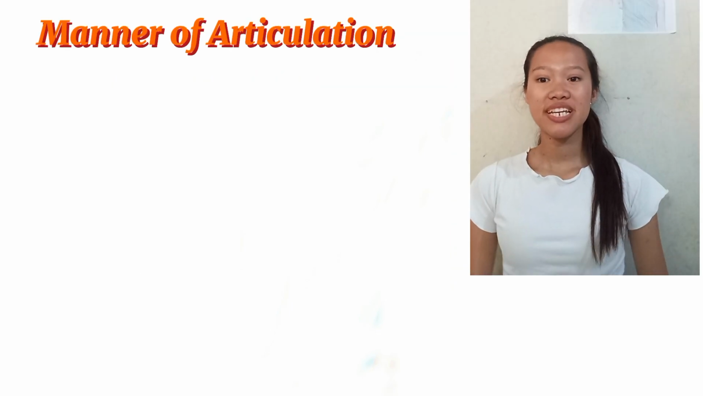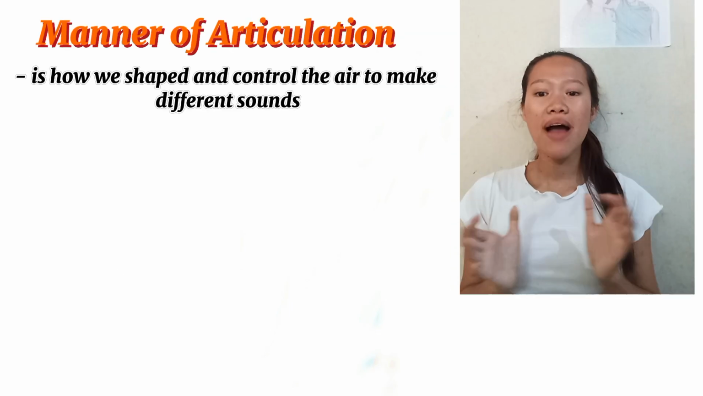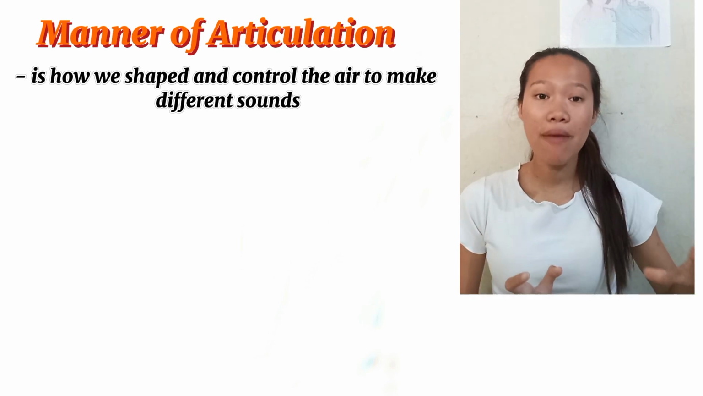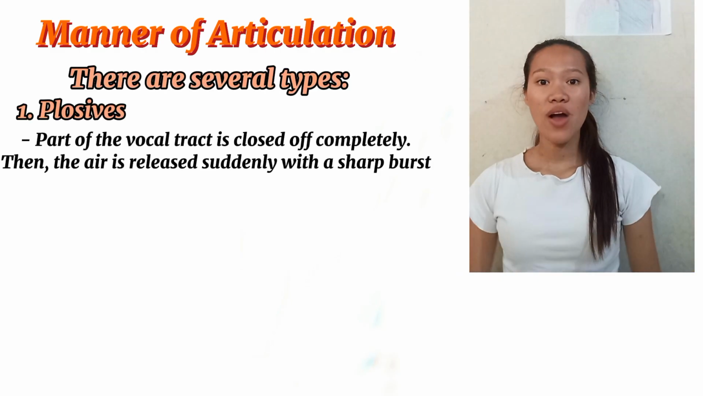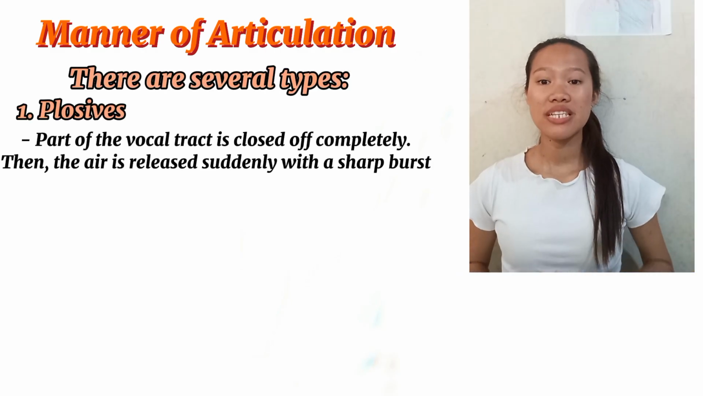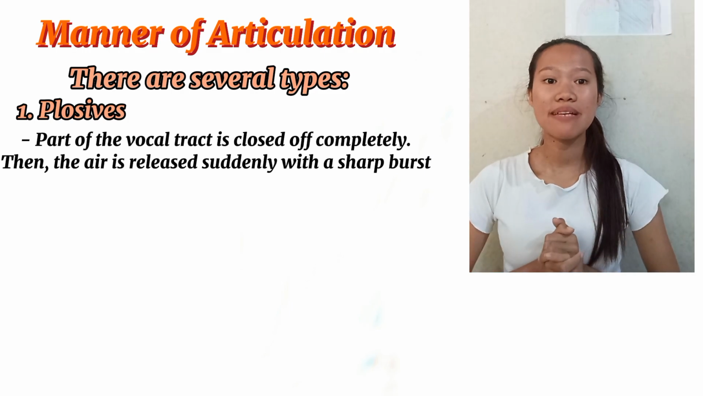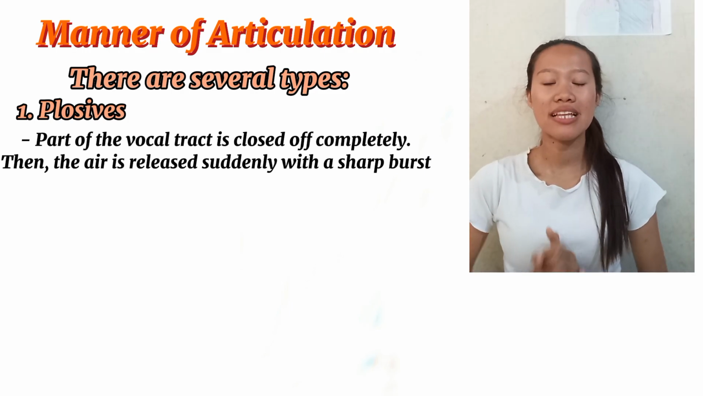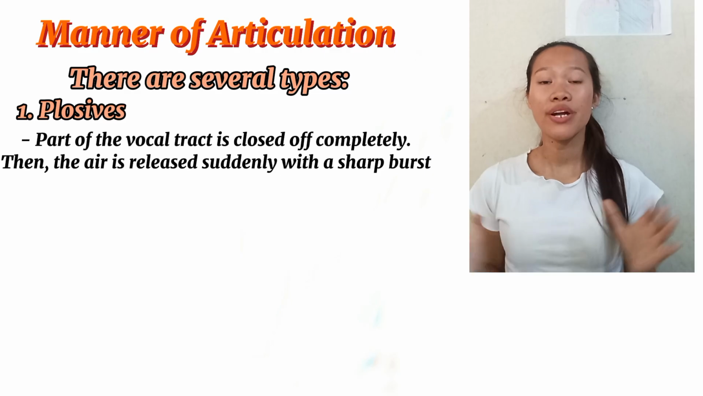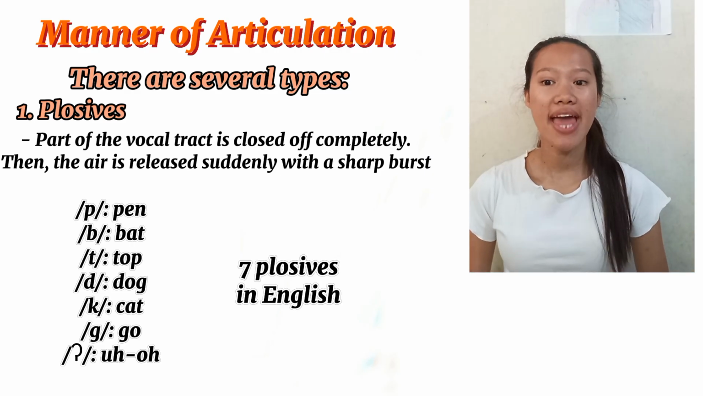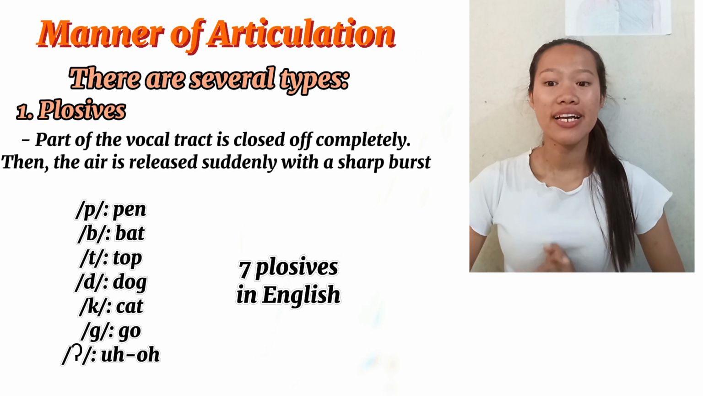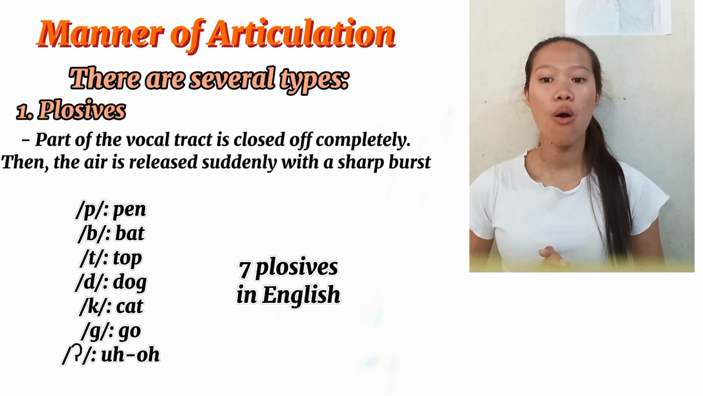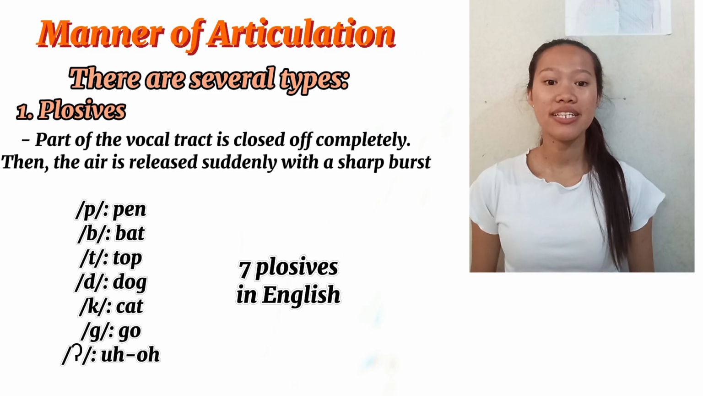So now let's proceed to the manner of articulation. Manner of articulation is how we shape and control the air to make the different sounds. The first one is plosive. Plosives are sounds we make when we completely block the air in our mouth for a moment and then release it quickly. For examples, p, pen, b, bat, t, top, d, dog, k, cat, g, go. So plosives are blocking the air, then popping it out.